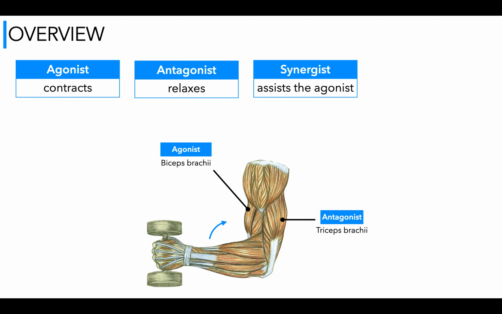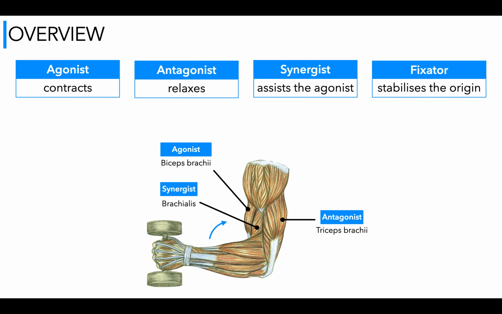The synergist would assist the agonist, which would be the brachialis we saw on the last slide. And then the fixator stabilizes the origin. I've just located the deltoid there to keep the diagram simple, but also the rotator cuffs. So that would be putting all of that together and simplifying their roles. So that's a video on the functions of muscles, or the roles of muscles.